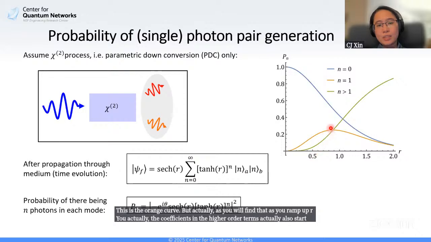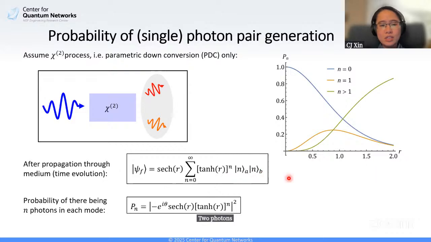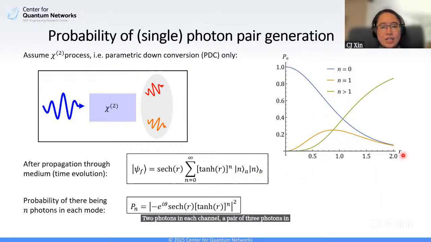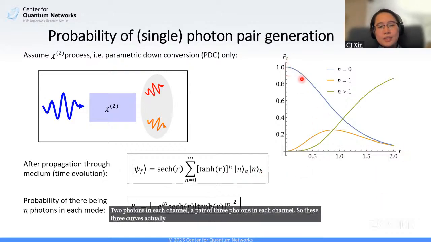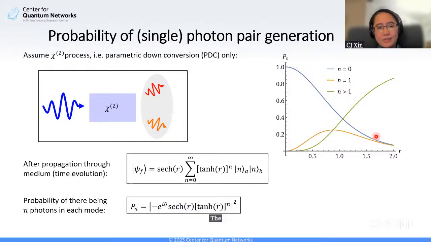So there is a probability that instead of getting a pair of one photon in each channel, you can get a pair of two photons in each channel, a pair of three photons in each channel. So these three curves actually describe the probability of nothing happening, which, as you can see, is for a lot of the time, actually. For most cases, the probability of nothing happening is very high, so you get no photons coming out.